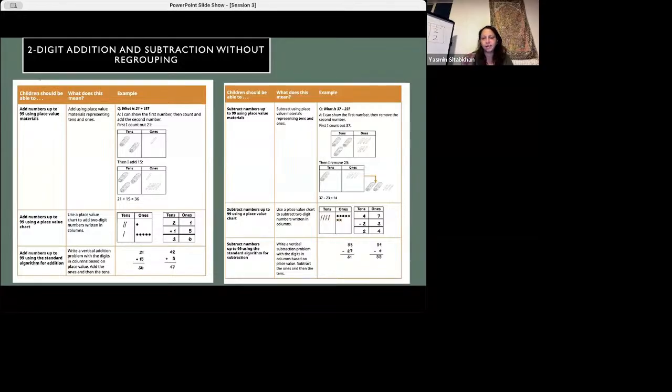Subtraction, I won't go over in detail, but it's basically the same thing, right? Go use the place value materials, use the place value chart, and then go to just the vertical subtraction. Any questions or comments here? Nothing? Okay, I'm going to keep going.